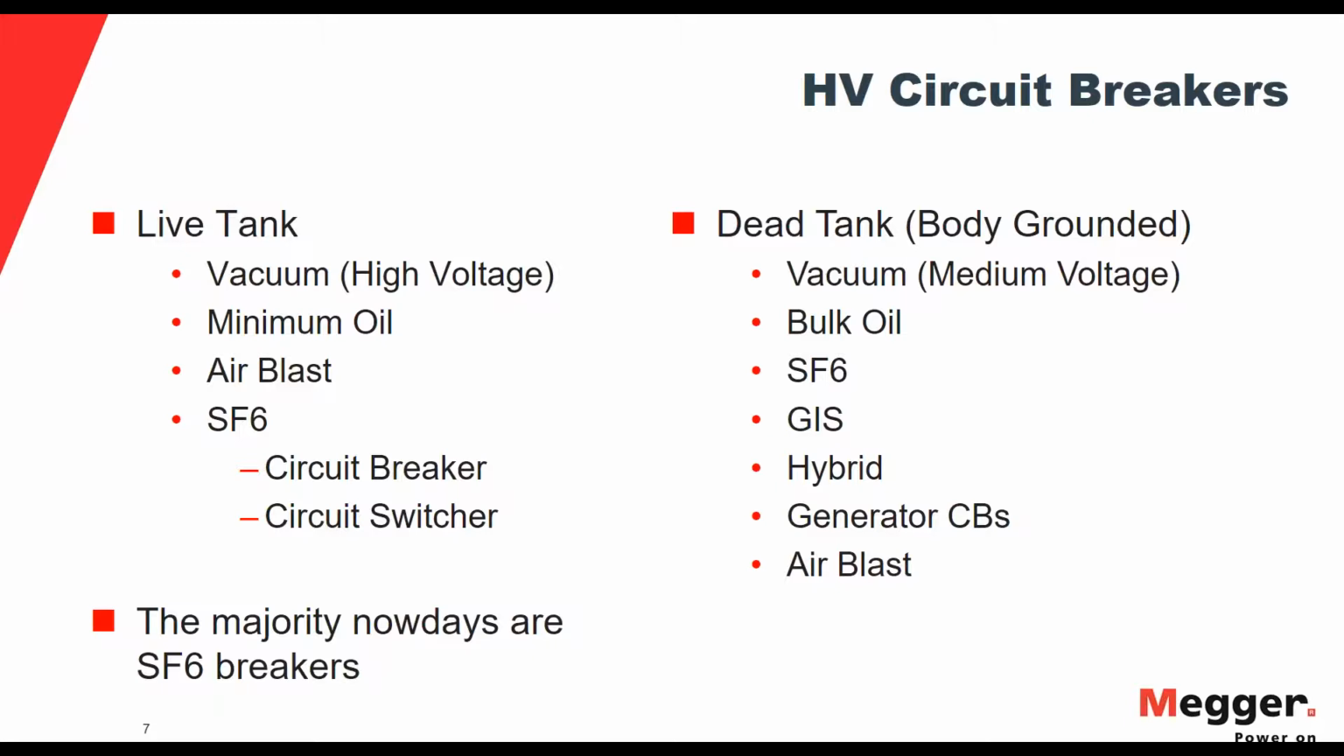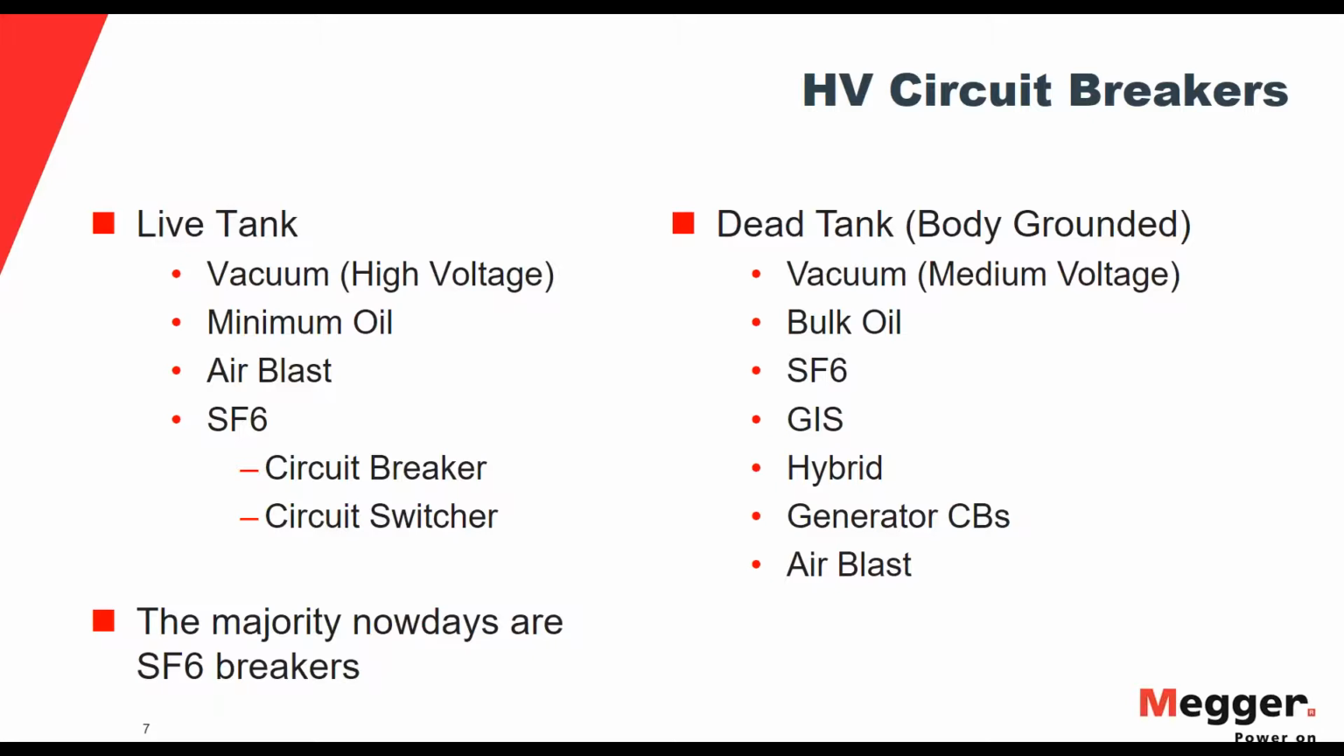Some of the same technologies are also applied in these dead tank circuit breakers. But the thing I want to focus on more is GIS, or gas insulated switchgear, meaning all your equipment, from the disconnector, earth switches, CT, VT, as well as the circuit breaker, is all included in gas, not only the circuit breaker. That gas is usually SF6 gas.